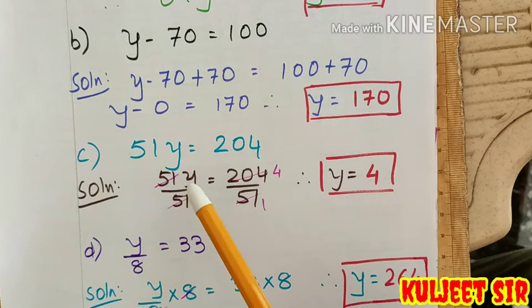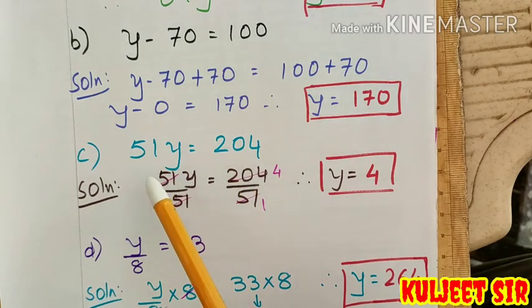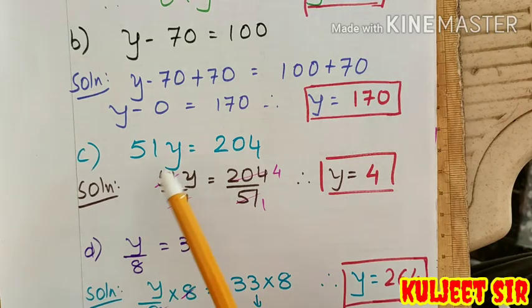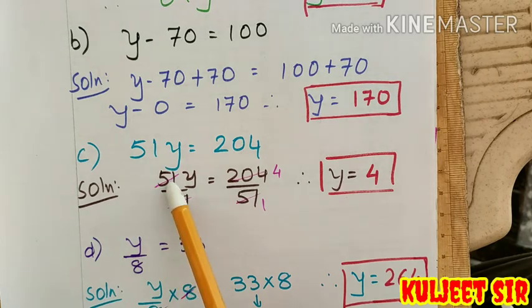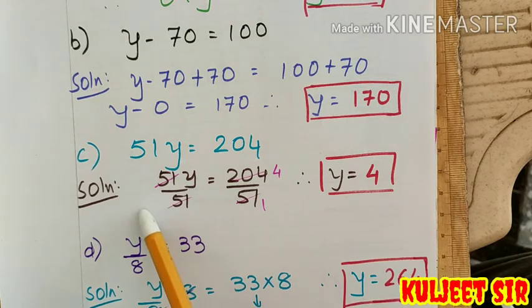51y is equal to 204. Now it is multiplication, 51 into y, it is multiplication, so we have to divide, because we have to keep y isolated. So 51 here, so I will divide both the parts. Here 51 is already there, I will divide this part by 51 and 204 also, right hand side also I will divide by 51. Now this 51 and this 51 get cancelled. So you can see I've struck it off. We just get y.